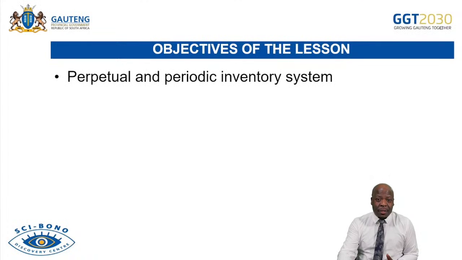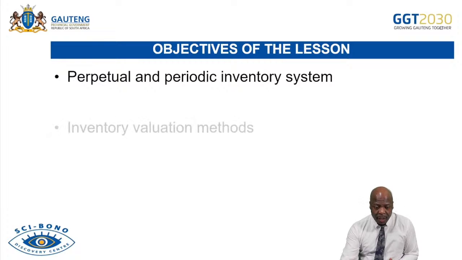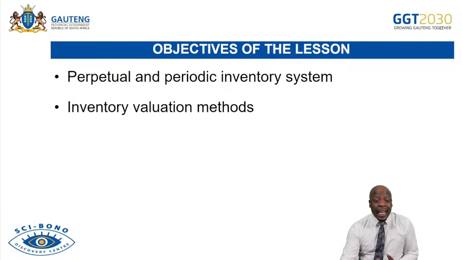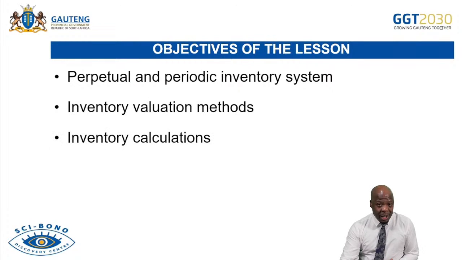Here are my objectives for today's class. I will speak on the perpetual as well as the periodic inventory systems. I'll also speak on the inventory valuation methods, and there are 3 inventory valuation methods which I will speak of today. I'll also speak on other inventory calculations such as missing units and other financial indicators that we can calculate when we have done inventory valuation calculations.